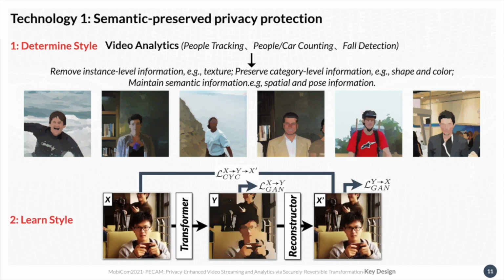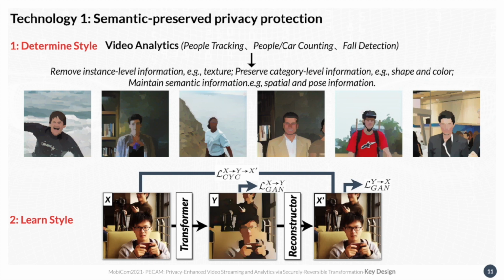The second technology is how to transform the video into this style automatically. This has many excellent technologies in the field of computer vision, such as the cycle-consistent generative adversarial networks. Naturally, a pair of generative networks, denoted as transformer and reconstructor, will be trained according to our privacy style. The transformer will transform the video into a privacy protection version, while the reconstructor will undo the video protection.